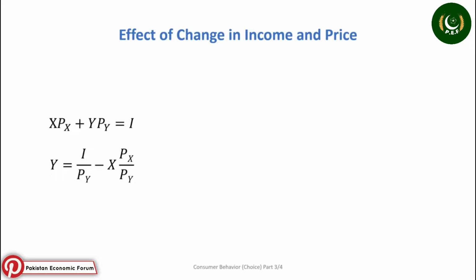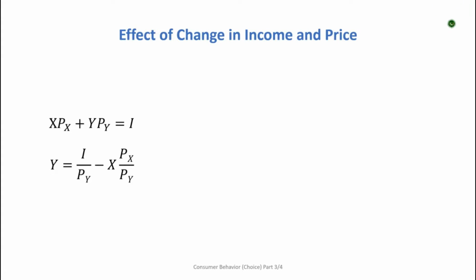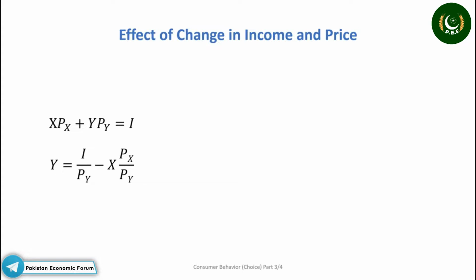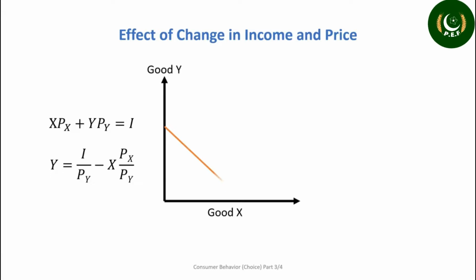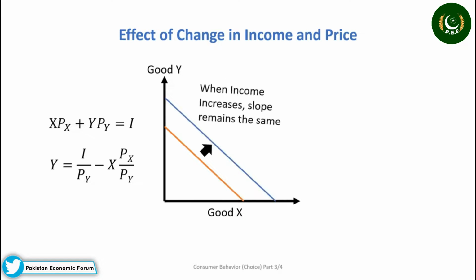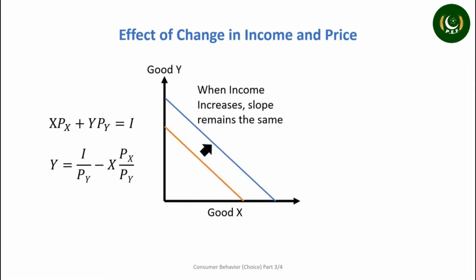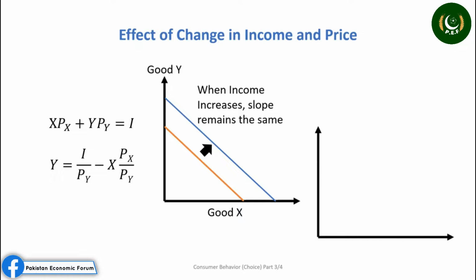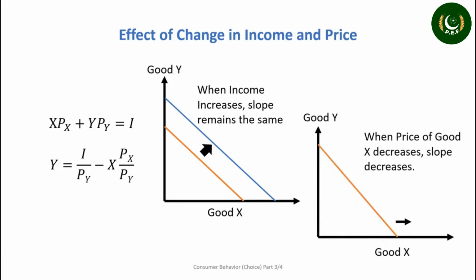First, let's revise what happens when there is a change in income or a change in price. When income increases, it enables the consumer to purchase more of both goods. So this is represented on the graph by the shift of the budget line. However, when the price of a commodity decreases, the slope changes. It enables the consumer to purchase more of that good, that is, a greater maximum quantity.